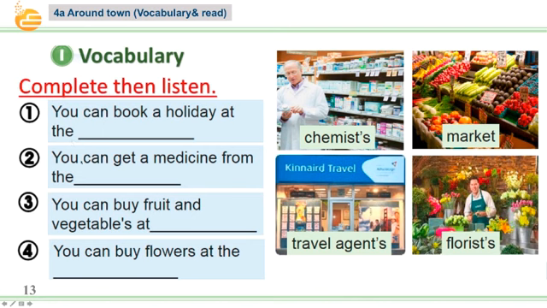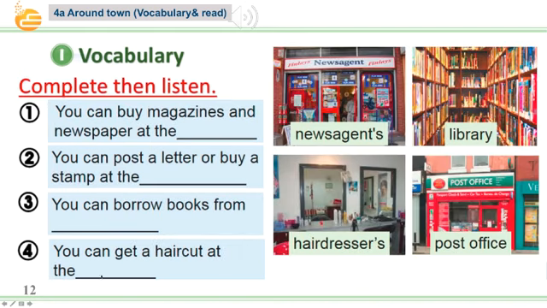Okay, next, you can get medicine. If you are sick, you get the medicine from the where? Number three, you can buy fruit and vegetables at where? Number four, or last but not least, you can buy flowers at the where? Okay, let's listen. I hope you got it all right.